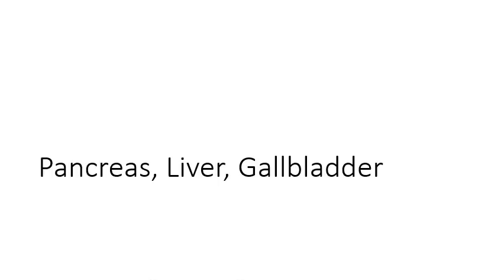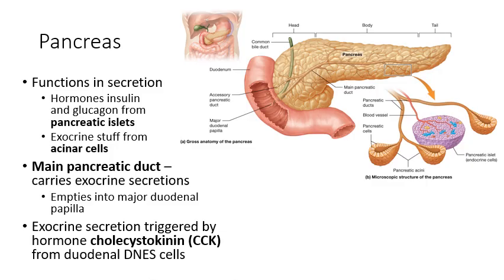So now we'll talk about the three accessory organs that we didn't mention yet, which are the pancreas, the liver, and the gallbladder. So these are all going to be adding components to the small intestine that will help with digestion. So first, the pancreas, which as I mentioned, functions in secretion.